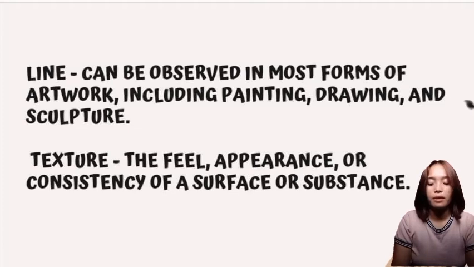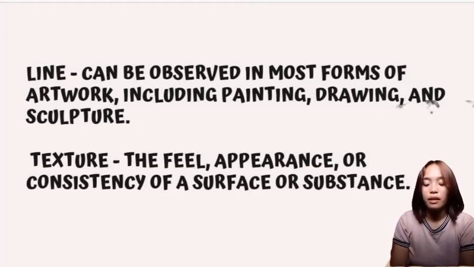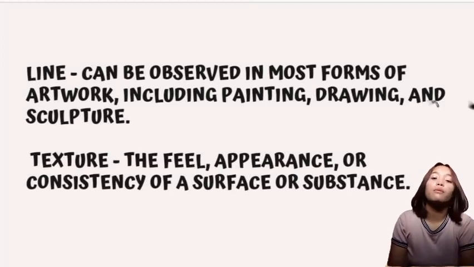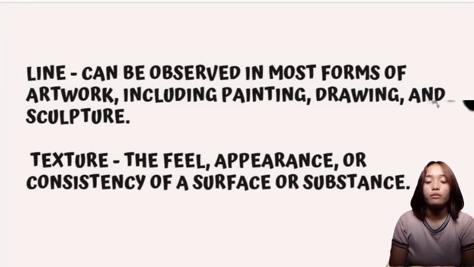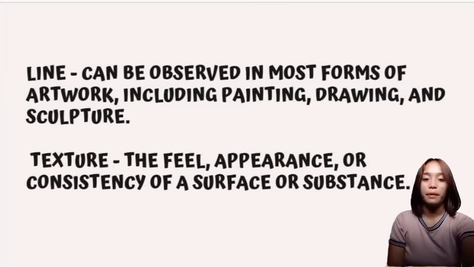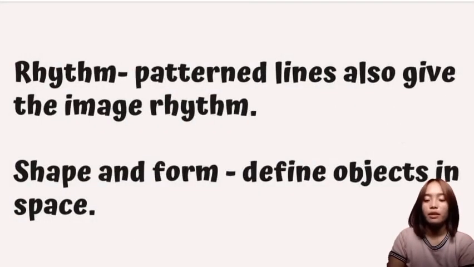So, ito ay para maging realistic at makatotohanan tingnan ng isang artwork sa paningin ng mga viewers. So, ito yung kung ano yung nafe-feel natin kapag hinahawakan natin yung isang sculpture. Kung ito ba ay magaspang, malambot, at marami pang iba. So, the fifth one is the form.